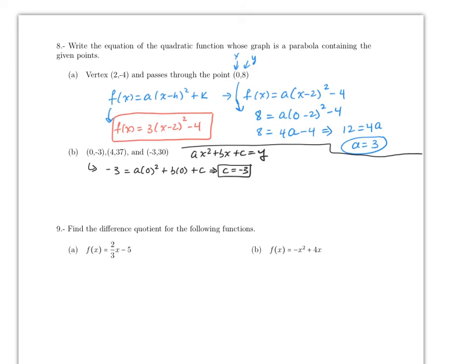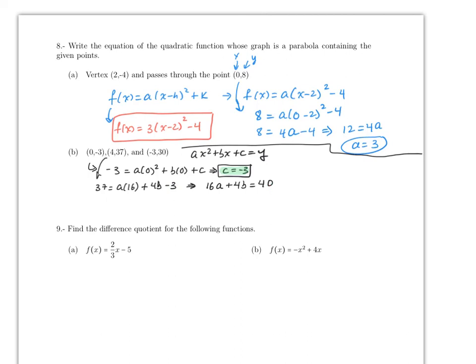You're going to have to find a system of 2x2 equations and solve it. So that's why it requires much more work. For the second point, this one is telling you that y equals a times 4 squared, which is 16, plus b times 4, which is 4b. And now we know the value for c, c equals minus 3. So from here, we end up with the following equation: 16a plus 4b equals 40. If you move the minus 3 to this side, it will give you 40.